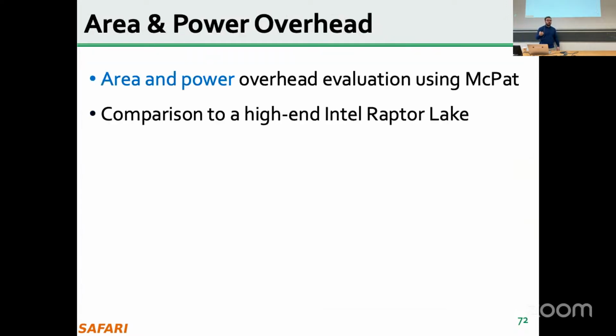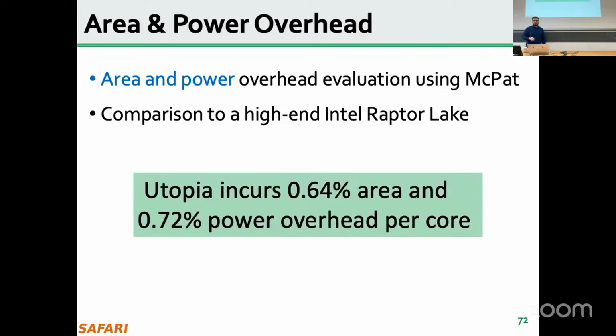In terms of area and power overhead, we did some comparisons with a high-end Intel Raptor Lake processor using the McPAT tool. And we saw that Utopia incurs a 0.64% area and 0.72% power overhead per core.